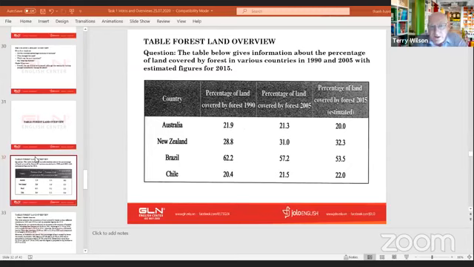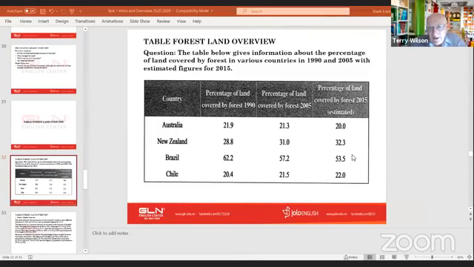So what are the trends here? Well, for Australia, we see a gradual fall. For New Zealand, a gradual increase. For Brazil, we have a decrease. Again, it's fairly gradual because this is over a 25-year period. Although you could argue it's a lot more significant than the changes that have occurred in Australia and New Zealand. And for Chile, we have a gradual increase over the period.